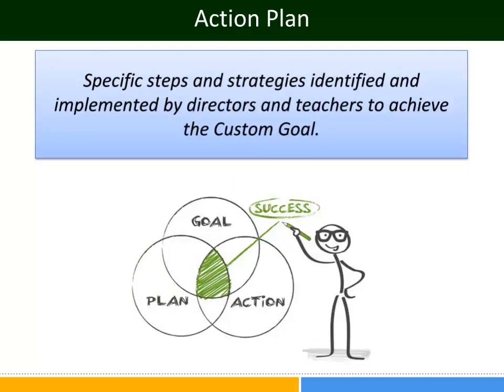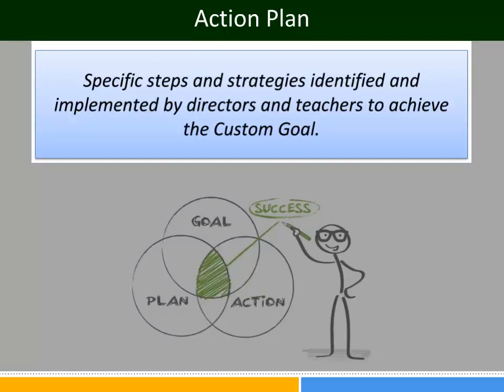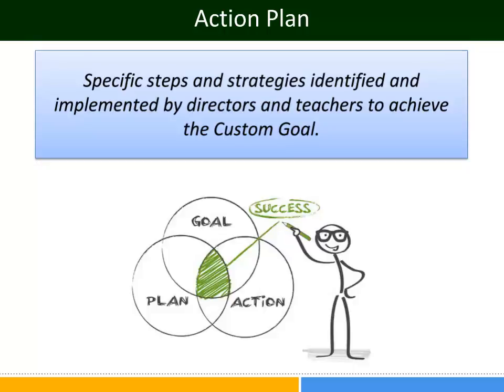Each custom goal is broken down into 4 to 6 smaller pieces called action plans. Each action plan details a specific step or strategy to create the custom goal, identified and implemented by directors and teachers. Elements to consider for an action plan are: who will be involved, what is to be accomplished, what is the time frame, and what are the requirements.